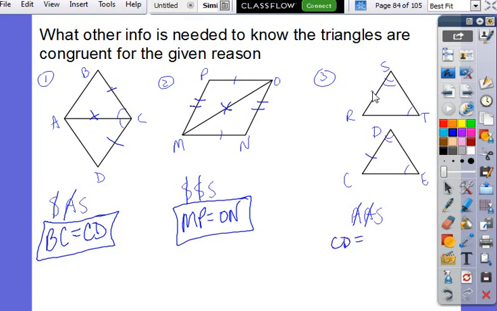This one actually, though, has another one. What else could I say? I could say CE equals RT. Either one of those would work on this one, as long as it's not in between. Basically, on this one, the only thing you couldn't say is ST equals DE. Because if you said ST equals DE, what rule would that be? That'll be angle side angle. If I put this side right here equal to this side right here, that side is in between the angles. All right, we see what we got?